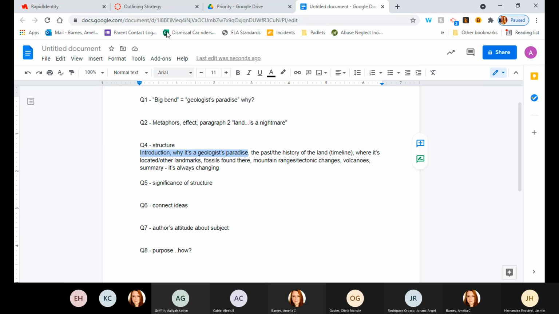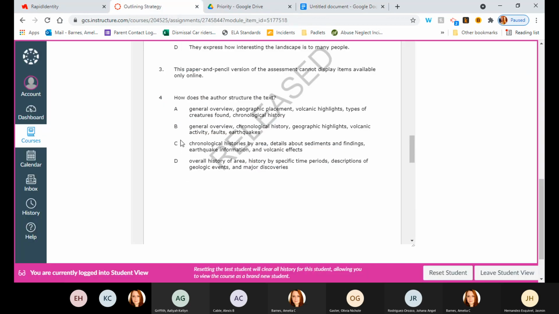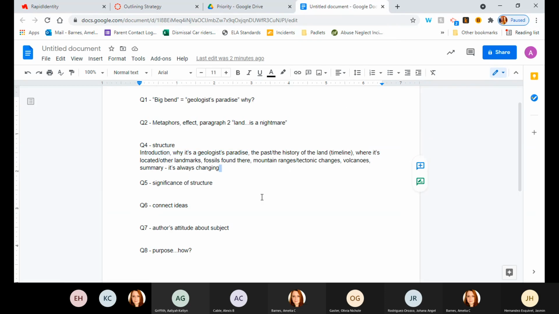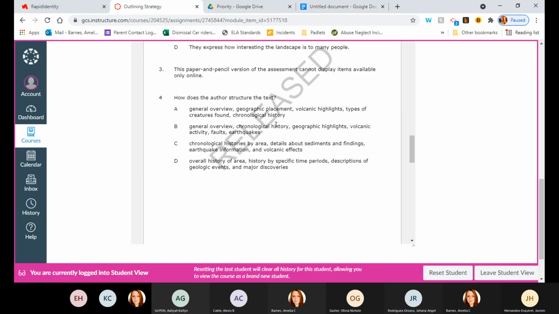So the first thing is the introduction of what Big Bend is and why it's a geologist's paradise. Which of these answer choices does not fit there? C and D. Okay, so we'll take C and D out. We're going to focus on A and B. Okay, so the next thing in A is geographic placement. The next thing in B is chronological history. Which of those fits what we described in the list? B. B fits chronological history.